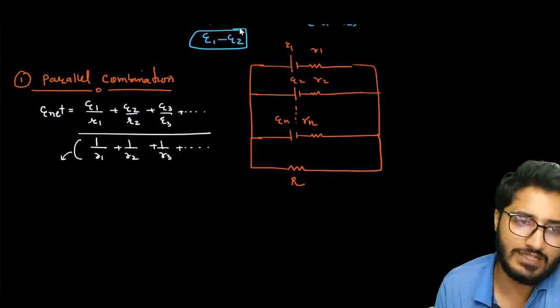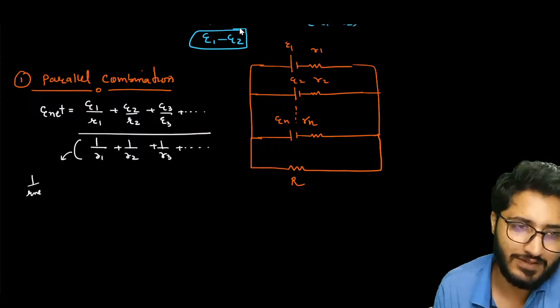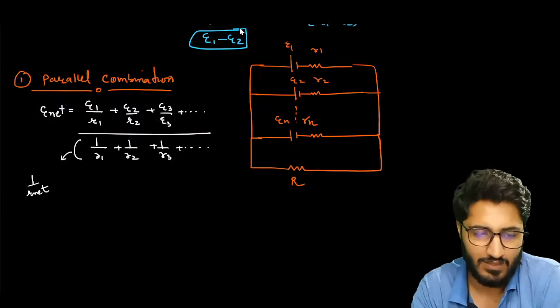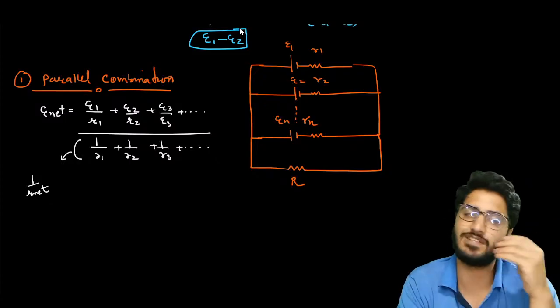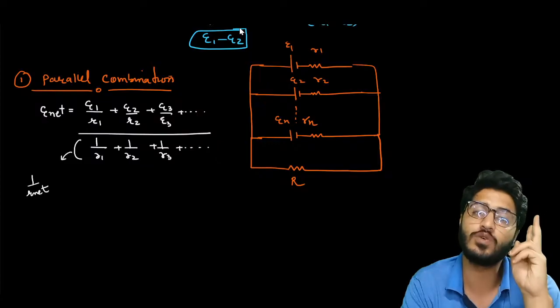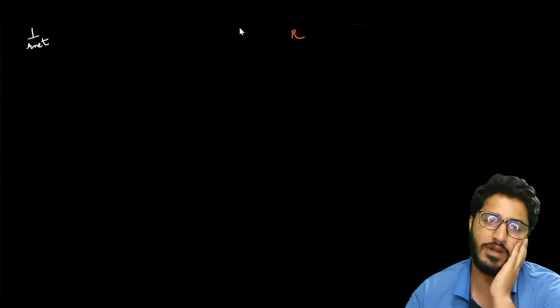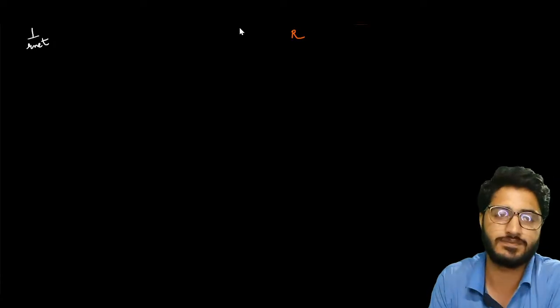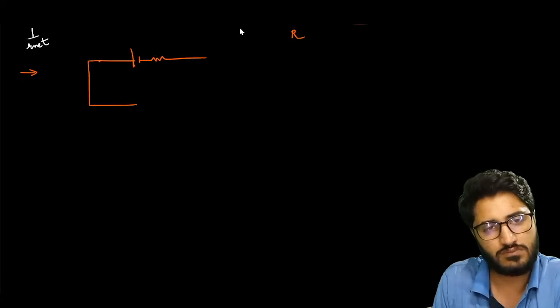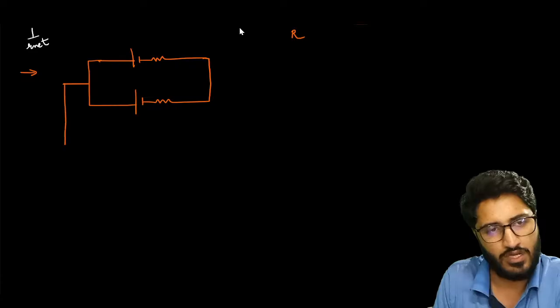Because you know what R net is now: 1 by R net. So let us have a very specific case now. This one is general, no? But a specific case where we only have two cells. How to manipulate with my numerical if we are having only two cells? Look now. And you need to memorize this value. You need to memorize the whole value.